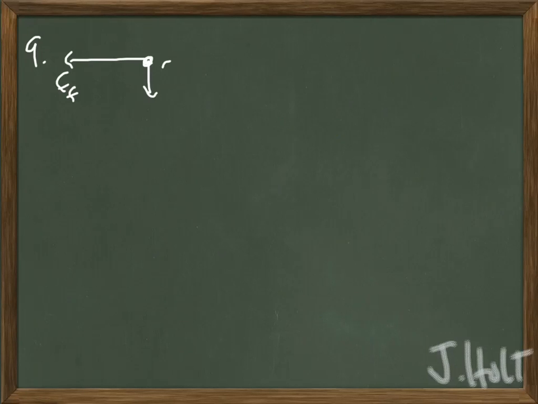In question number 9, we have Mr. Warner driving home at night. He's slamming on his brakes. That means that there's no applied force in the positive direction. We only have the force of friction in the negative direction.